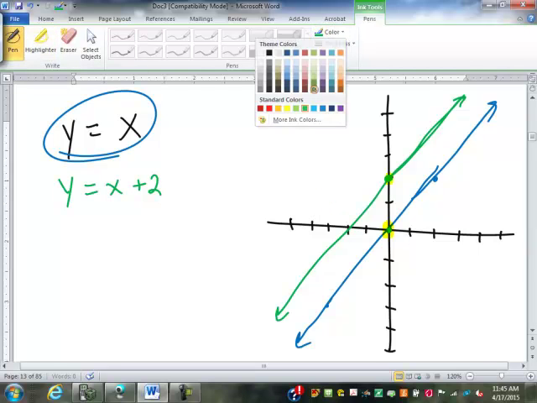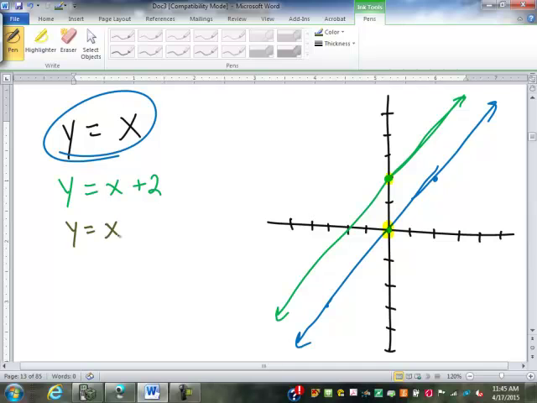Likewise, we can subtract. y equals x minus 3 is going to do the same thing. Just move everything down 3 units. We get a line that goes across at the same angle, just slid down 3.